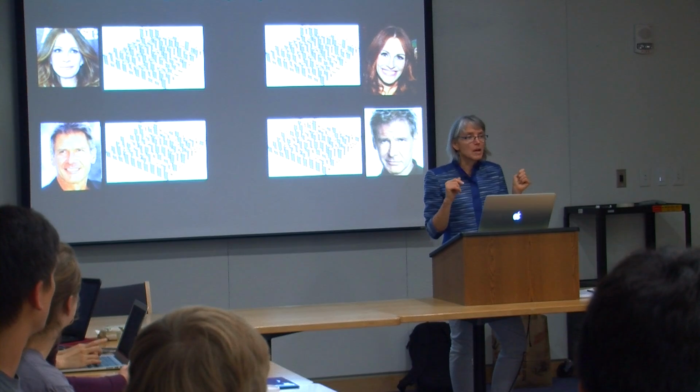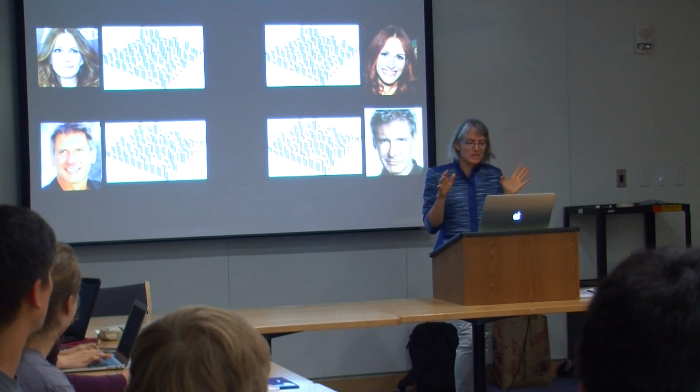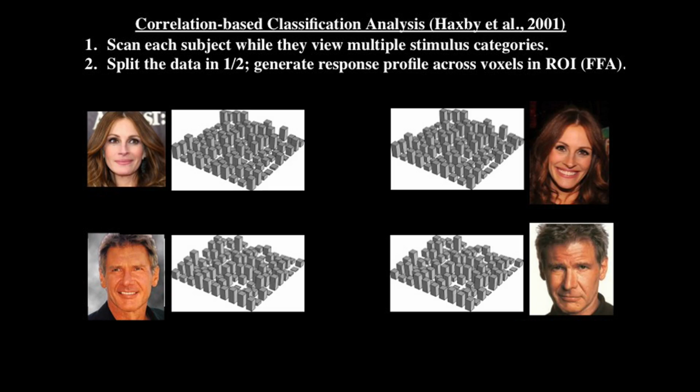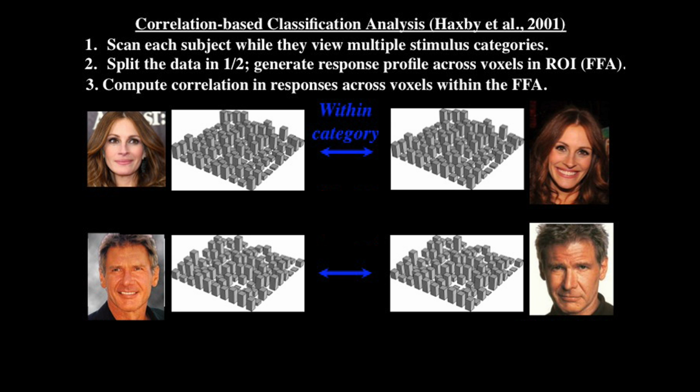And the simple way you can operationalize that, you can do it with other fancier methods, but the simplest way is to just ask, are patterns more similar within a category? If you just correlate those two, Julia even runs to Julia odd runs, is that a more similar pattern? And Harrison even to Harrison odd. Are those more similar than the between categories? Julia even to Harrison odd and Harrison even to Julia odd.